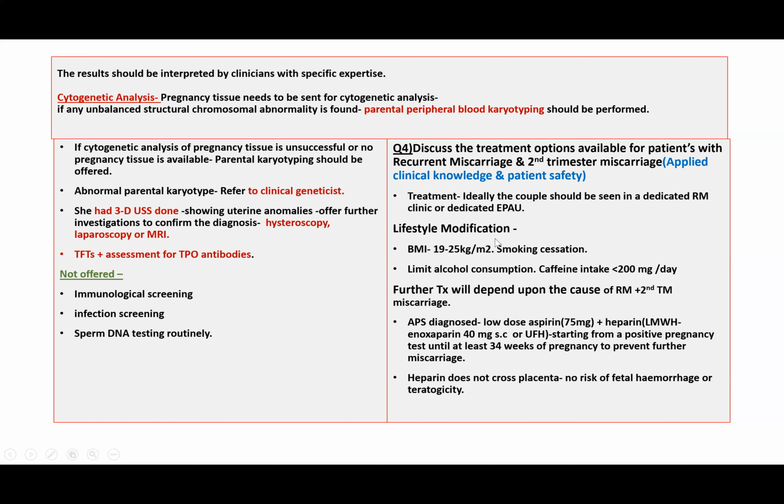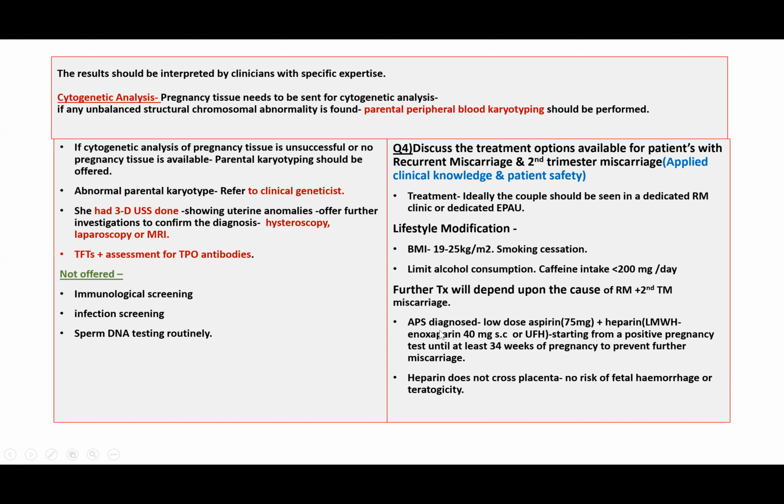Lifestyle modification is important. BMI should be in the normal range. We will offer smoking cessation if patient is smoking. Limit alcohol consumption. Caffeine intake should be less than 200 milligram per day. Further treatment will depend upon the cause of recurrent miscarriage and second trimester miscarriage.